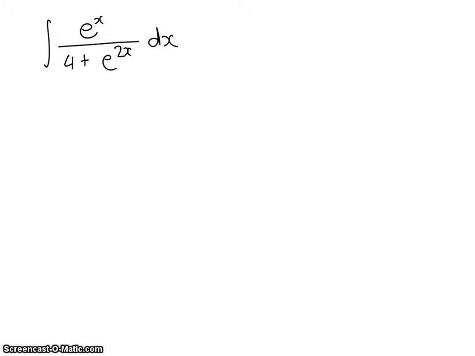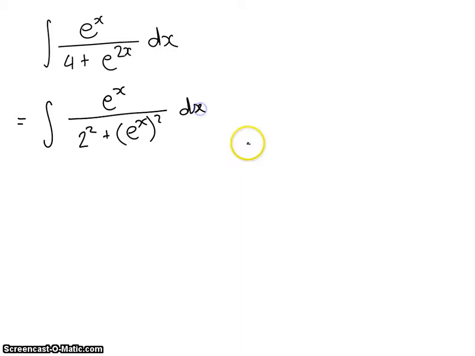Question 5G is a little different. What we need to do here, this is still an inverse trig. So actually if you look at this, this is the integral of the square root of e to the x over 2 squared plus e to the x squared dx. And again, if you'd prefer to look at it a slightly different way, we can see this as 1 over 4, the integral of e to the x times 1 plus e to the x over 2 squared.